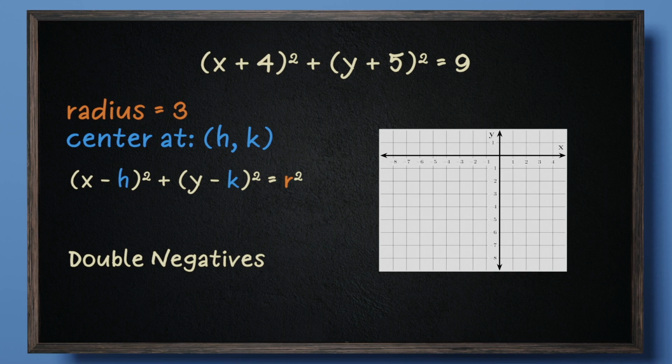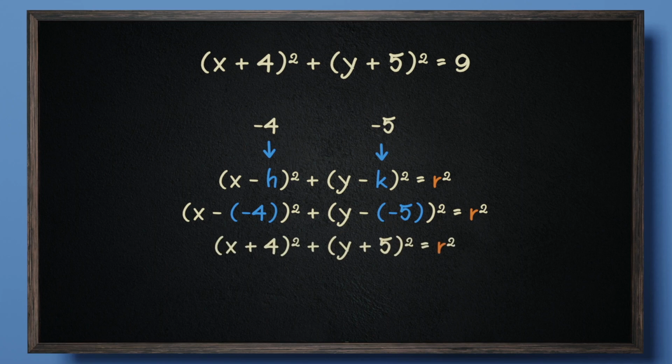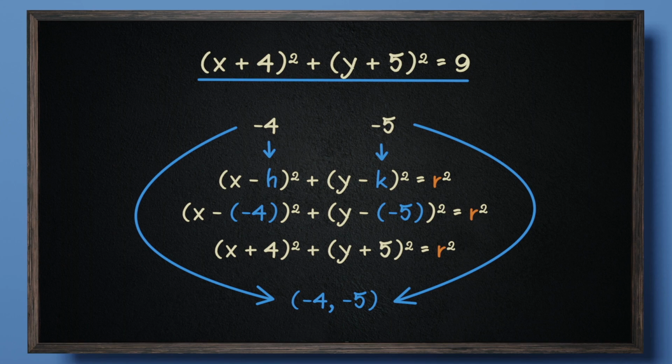We must determine what value can be inserted for h and k to result in an x plus 4 and y plus 5. If we choose negative 4 for h and negative 5 for k and plug them into our standard form equation, the equation will look like this. Simplifying the double negatives will result in the square of (x plus 4) plus the square of (y plus 5). Therefore, the center of our circle must be located at (negative 4, negative 5), since these are the only values that will render our equation the square of (x plus 4) plus the square of (y plus 5) equals 9.